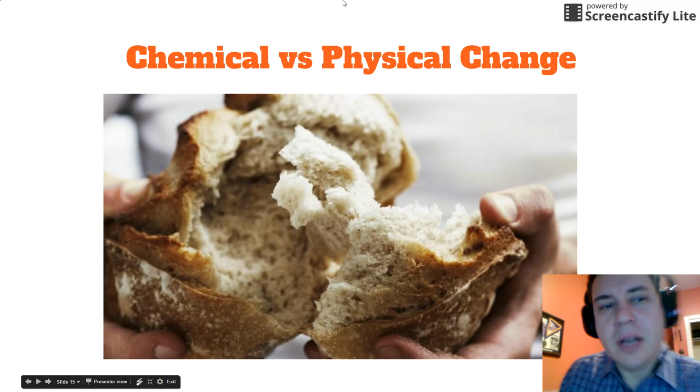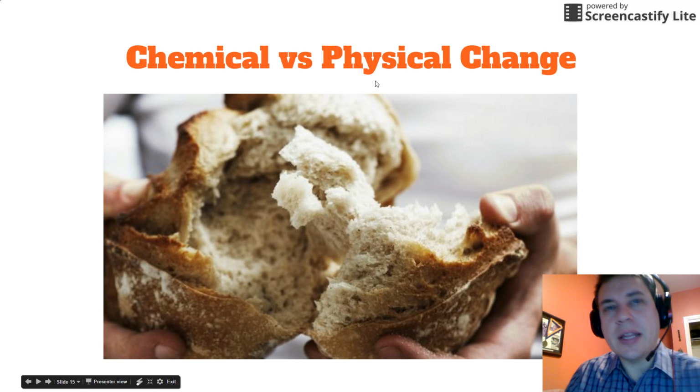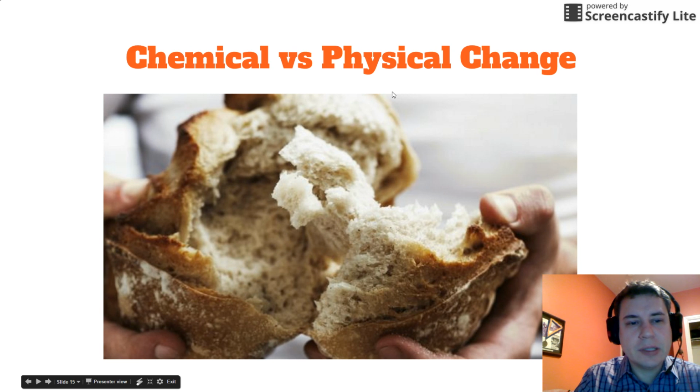Another example here, baking bread. Is that a chemical or physical change? And baking bread is a chemical change. Again, because once you're baking this, you're not going to be able to unbake it. There's some interesting chemistry that's going on there with the yeast and the sugars. But that is a chemical change.